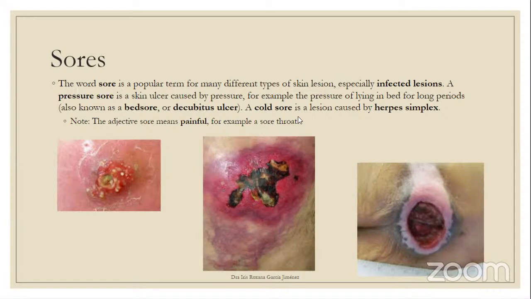A cold sore is a lesion caused by herpes simplex, like this. It's called cold sore because when you open the skin lesion, the fluid is without color, it's like water. That's why it's cold sore. The adjective sore means painful, for example, the sore throat.